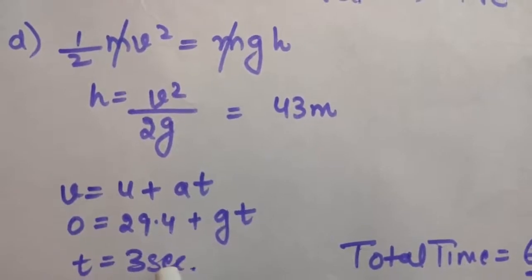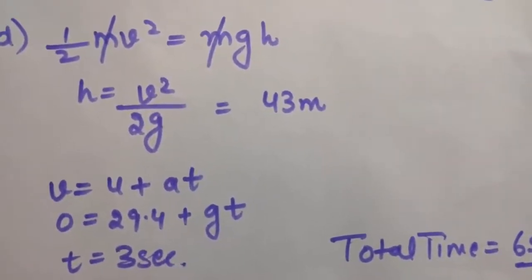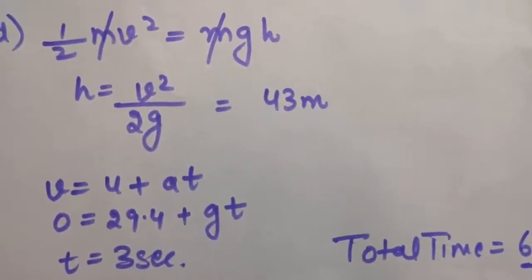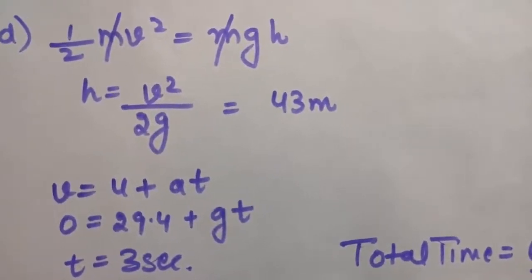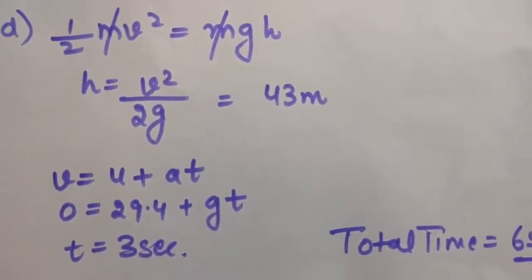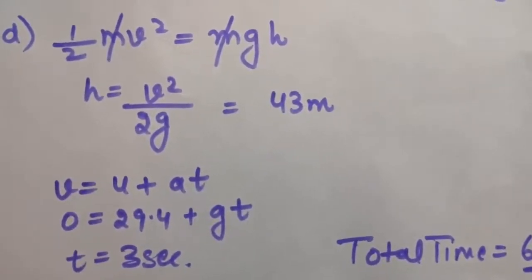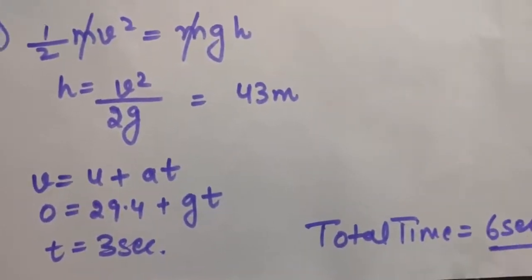But remember, this time is only for going upward. The ball will reach the player's hand when it comes downward as well. And when the object moves under the effect of gravity, the time of going up is equal to the time of going down. So if it takes 3 seconds to go up, it will take 3 seconds to come down as well. So total time will come to be 3 plus 3, that is 6 seconds.